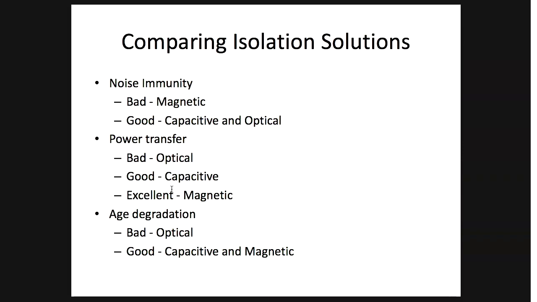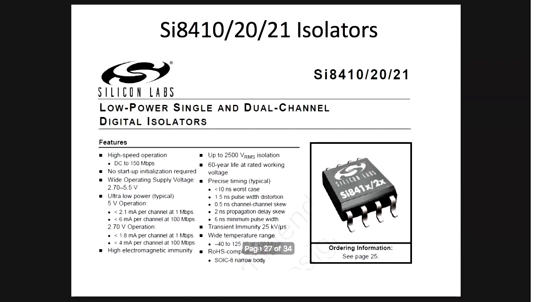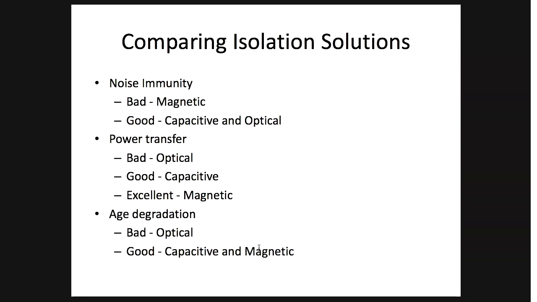Though other techniques are there, still this one is quick. Age degradation: optical is not good, it will degrade quickly. Capacitive and magnetic may have more lifetime. Then these isolation ICs are an emerging area. Lots of research is happening in isolation.